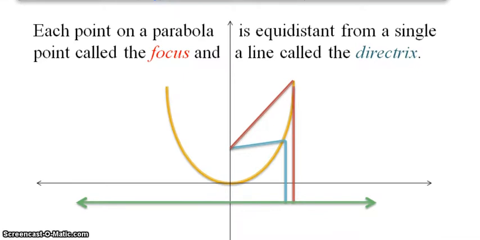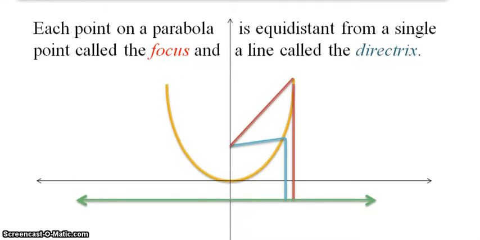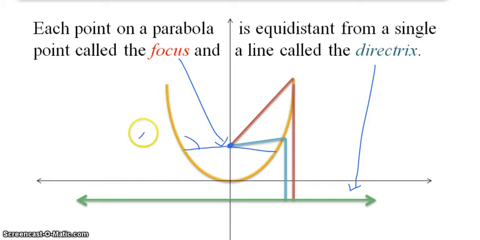Every single point on our parabola is equidistant from the point called the focus and the line called the directrix. So every point on this parabola is equidistant between those two. The latus rectum tells us how wide our parabola is at the point of the focus. So it's just another guiding point for graphing your parabola.